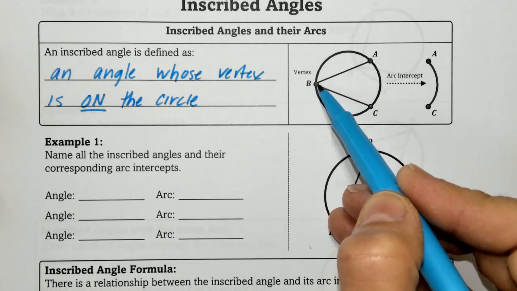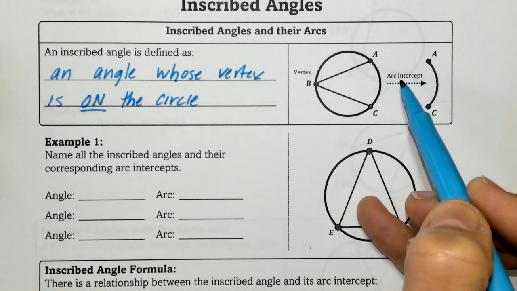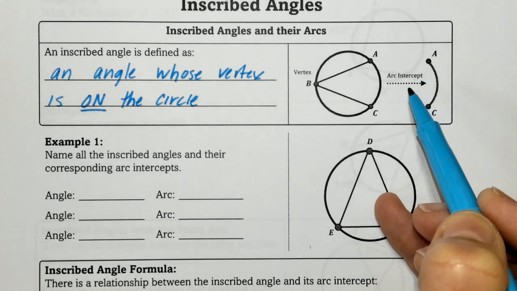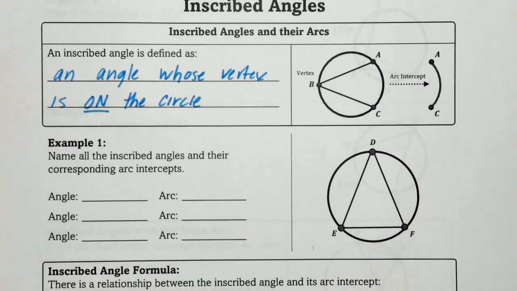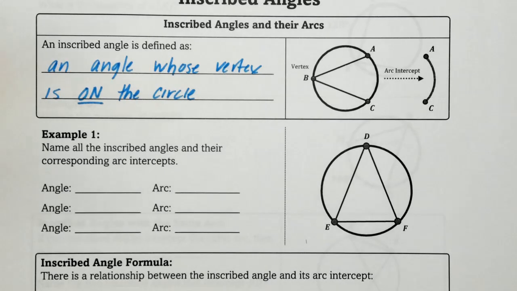We need to remember that these angles are going to open up to arcs. So the arc intercepted, or what you'll hear as intercepted arcs, either way, is going to be arc AC. What does the angle open up to? What arc? So here in example 1, we're going to name each one of these inscribed angles and their intercepted arc, the arc that those angles open up to.